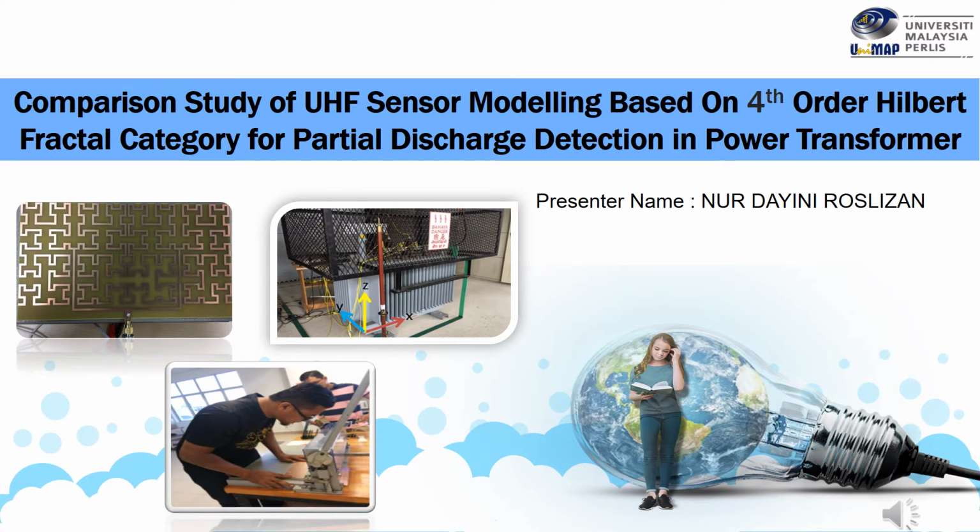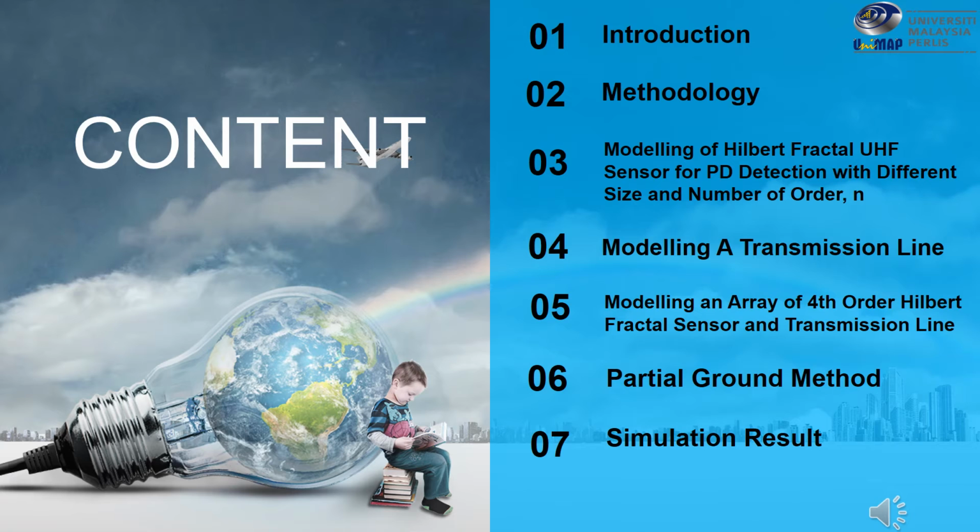My name is Nur Daini binti Rosrizan and I'm from University Malaysia Perlis. I will be presenting my research paper titled Comparison Study of UHF Sensor Modeling based on Fourth Order Hilbert Fractal Category for Partial Discharge Detections in Power Transformer. These are the several topics that I will cover today.